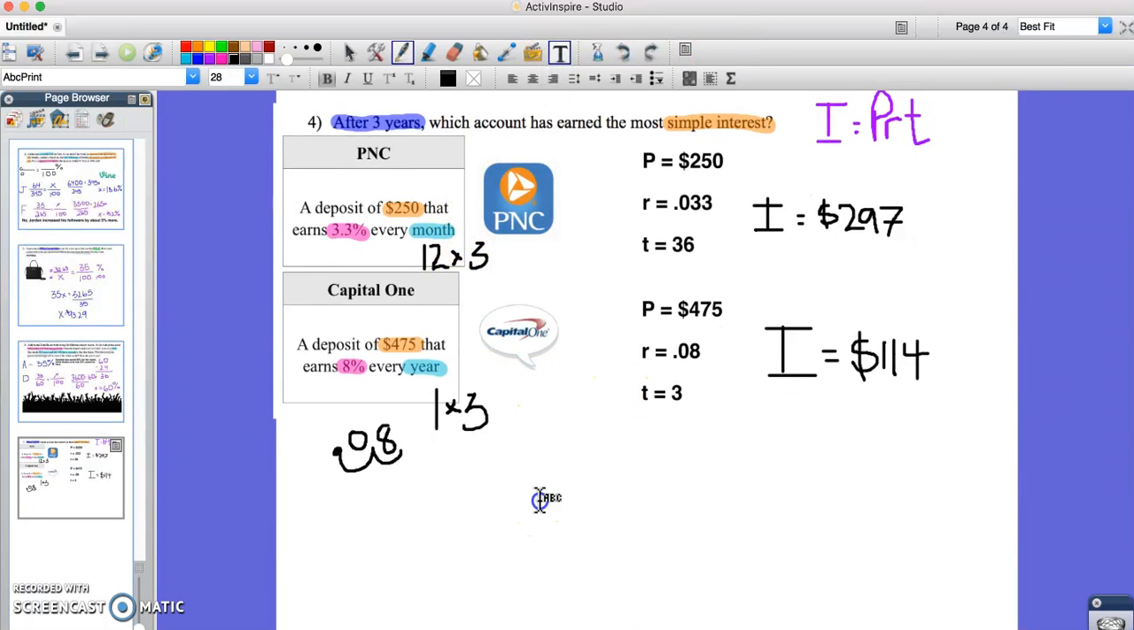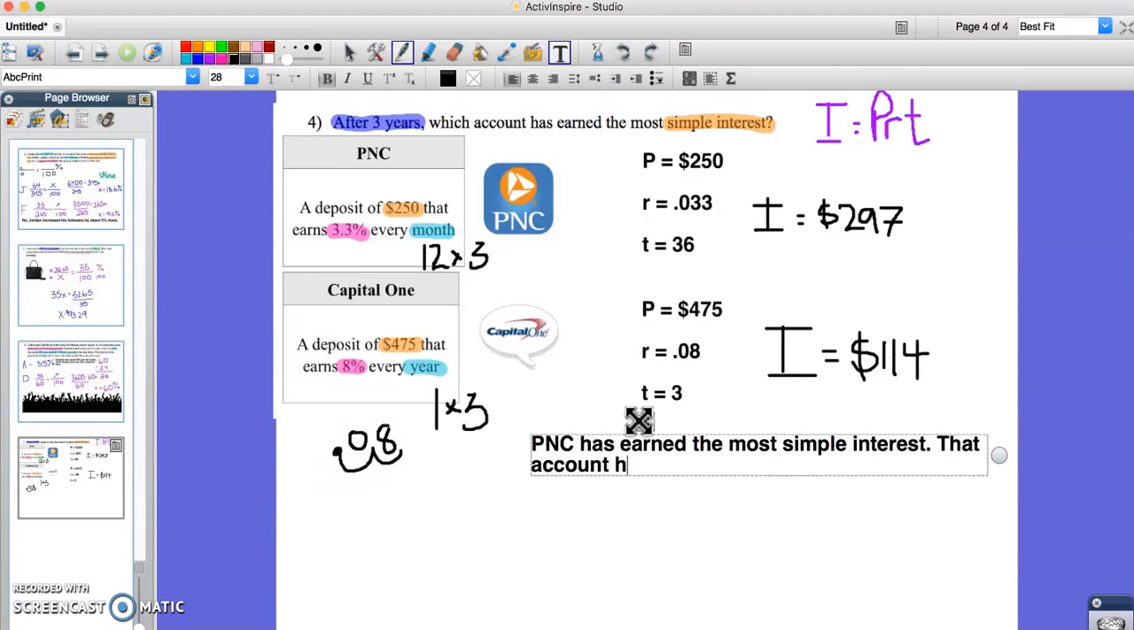So after 3 years, which account has earned the most simple interest? PNC has earned the most simple interest. That account has $297 of interest, while Capital One only has $114. Simple sentence, but it answers the question and alludes to all the work that you did up here.